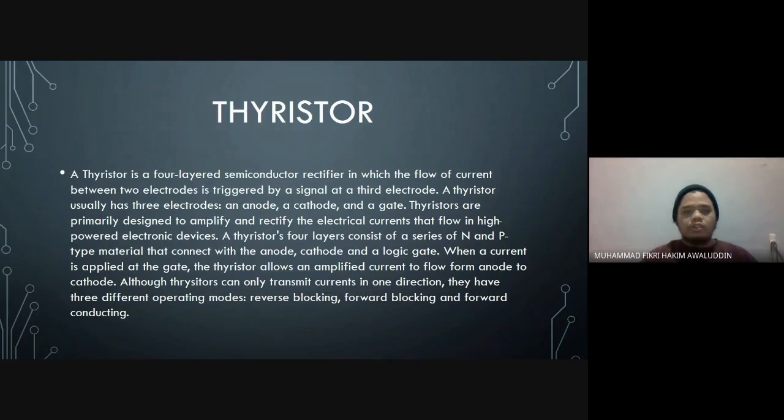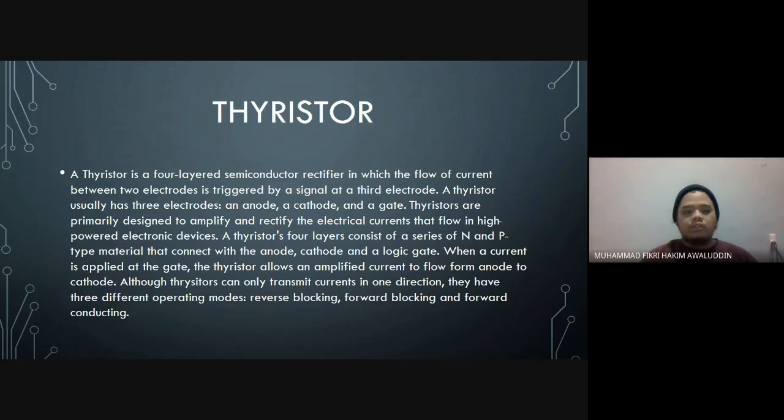Okay, untuk transistor. Transistor is a 4-layer semiconductor rectifier in which the flow of the current between two electrodes is triggered by a signal at the electrode. A transistor usually has 3 electrodes, an anode, a cathode, and a gate. Transistors are primarily designed to amplify a rectifier and the electrical current that flow in high power electronic device.